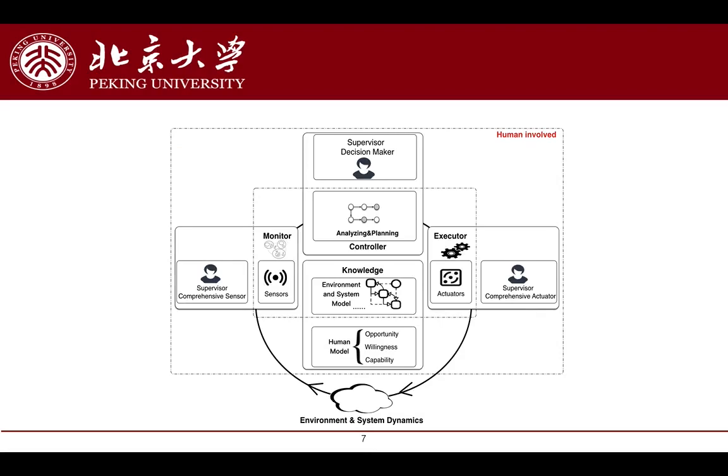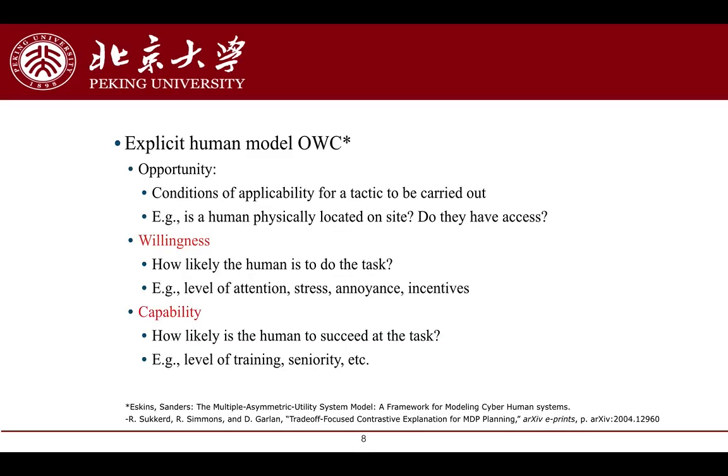So, to involve human operator as a part of the system, we should introduce some human models in the knowledge base to capture the attributes of human that might affect the interactions with the system. We'll employ the widely used Opportunity, Willingness, Capability, this OWC model, which characterizes human attributes into three components.